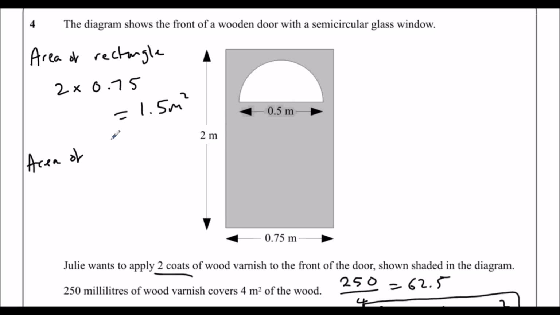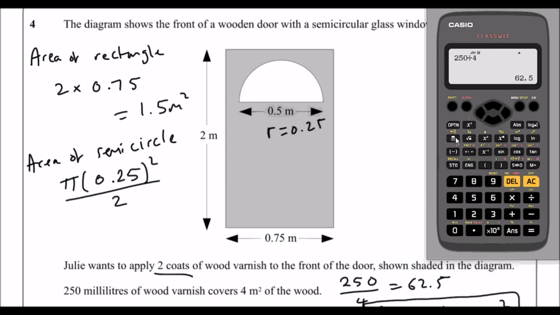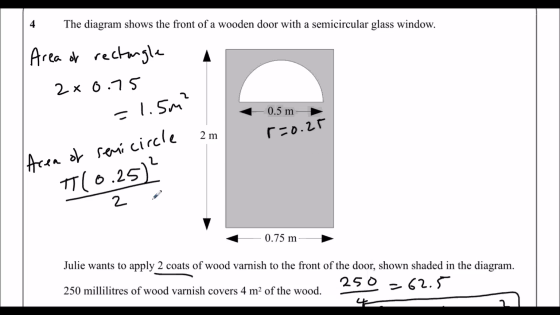Area of a semicircle, so it's pi r squared divided by 2. 0.5 is the diameter, so the radius is half of that. So it's pi times the radius squared halved, because it's a semicircle, it's not the full circle. Pi times the radius squared divided by 2 is 0.098.